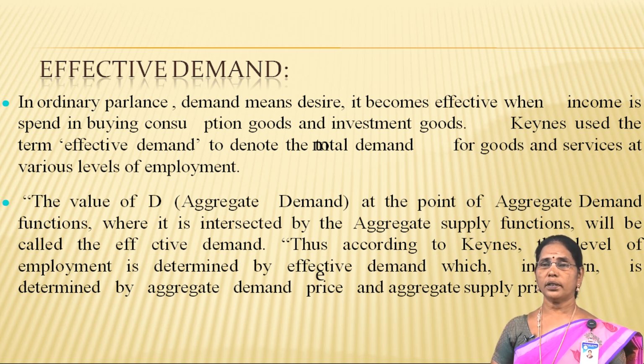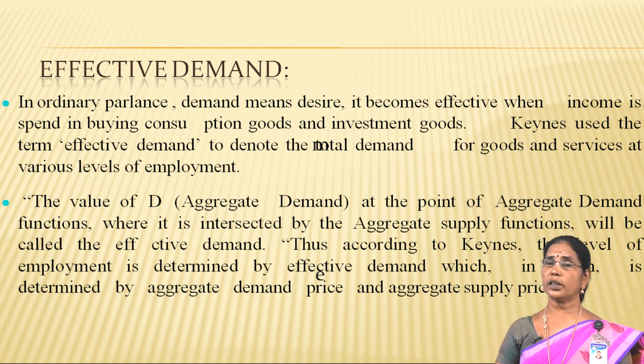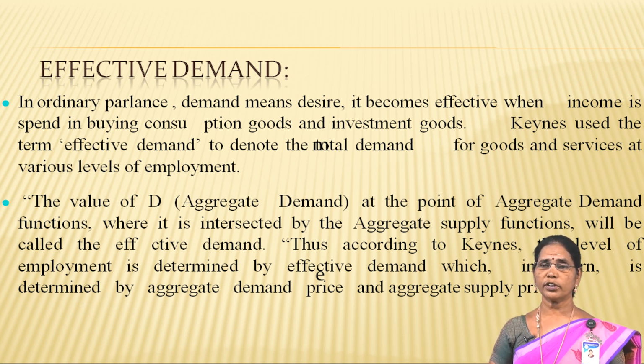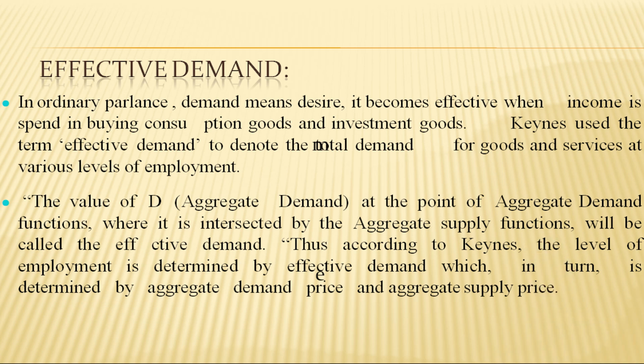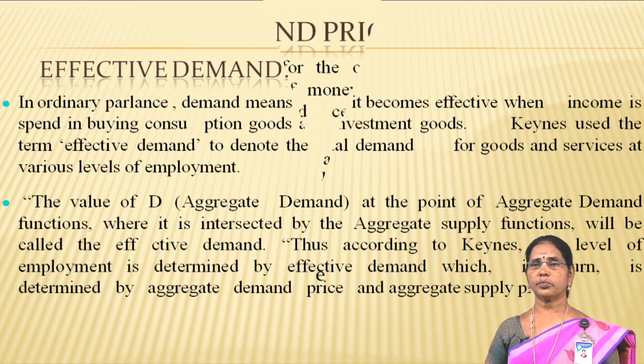Keynes used the term effective demand to denote the total demand for goods and services at various levels of employment. The value of aggregate demand at the point of the aggregate demand function, where it is intersected by the aggregate supply function, will be called the effective demand. Thus, according to Keynes, the level of employment is determined by effective demand, which in turn is determined by aggregate demand price and aggregate supply price.